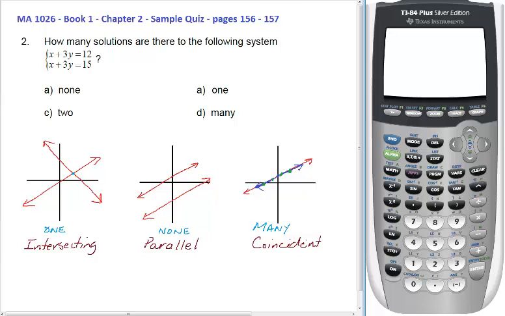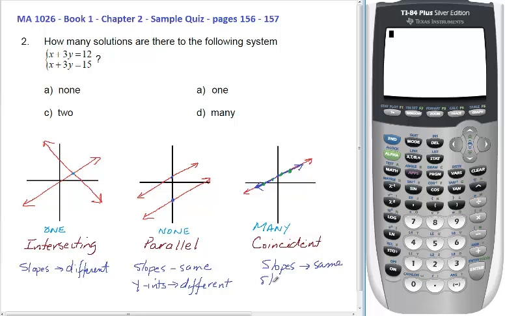If you look at the very first one, 2 lines intersecting, then we know their slopes are different. So if the slopes are different, then it must be intersecting lines. In the parallel lines, slopes are the same. However, the y-intercepts are obviously different. So if the slopes are the same and the y-intercepts are different, no solution. And in the third case, slopes are the same, it's the same line, so the y-intercepts will be the same too. Both the y-intercepts and slopes are the same.